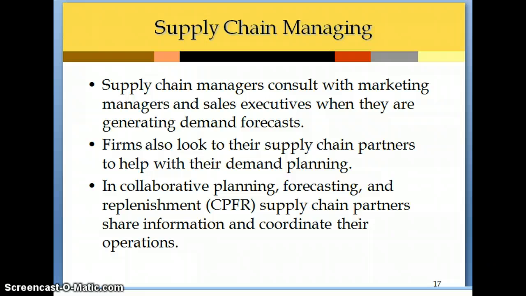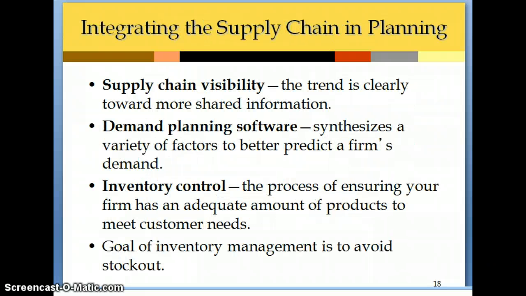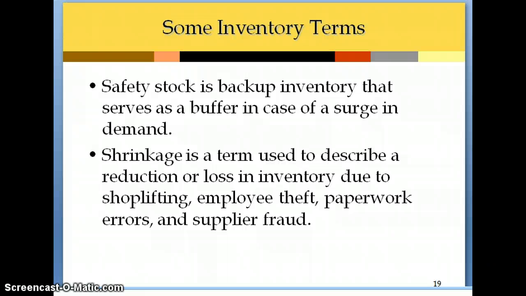Next, we're going to look at inventory control. Inventory control is the process of ensuring firms have an adequate amount of products and a wide enough assortment of them to meet customers' needs. The goal is to avoid stockouts, or running out of products. To avoid stockouts, companies often keep safety stock, or a minimum amount of backup inventory to serve as a buffer in case demand surges or supply drops off for some reason.